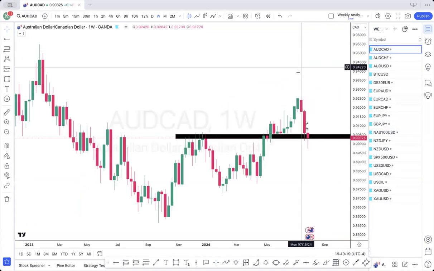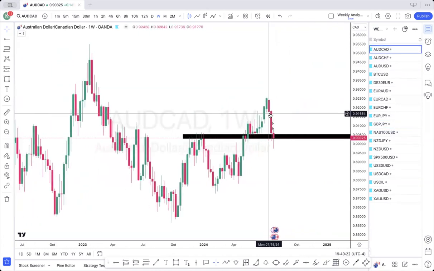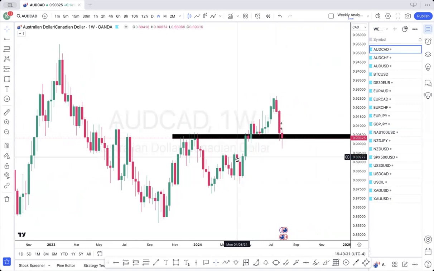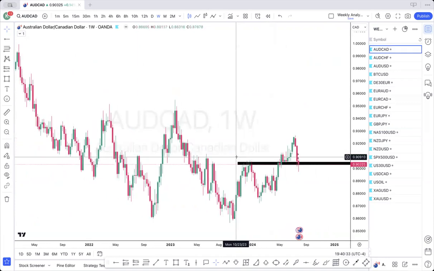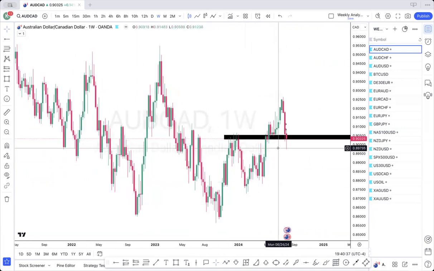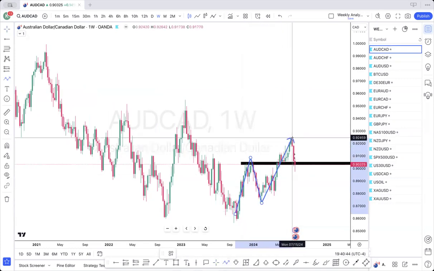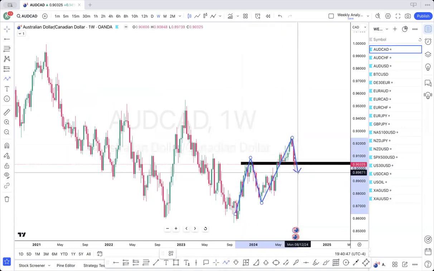First we have AUD CAD. Based off my strategy, one is market structure and two is key levels. As you can see, price has been bullish. It has been forming some levels of structure from here to here to here. So I would be waiting on another pullback.